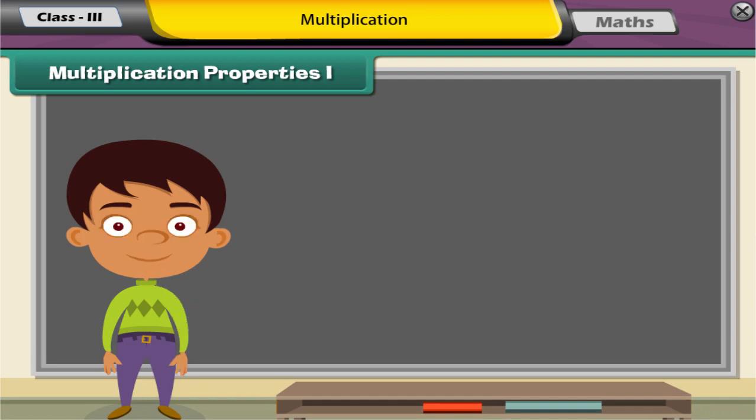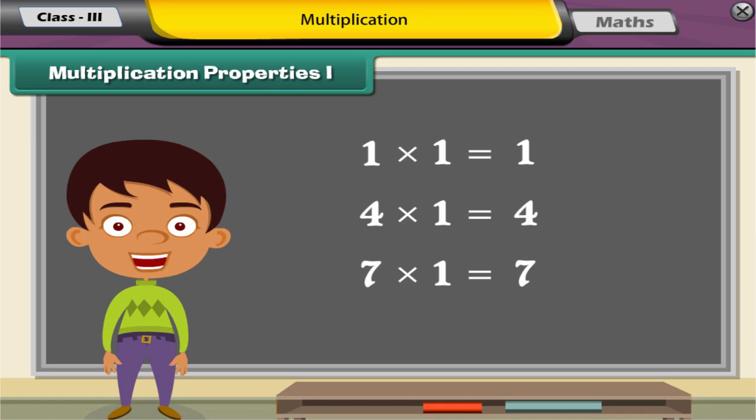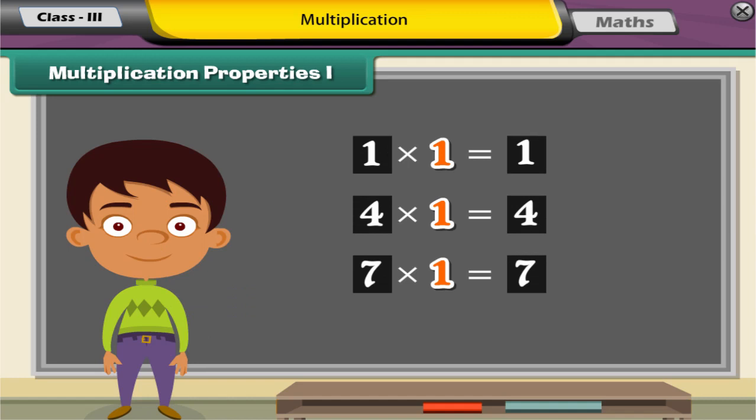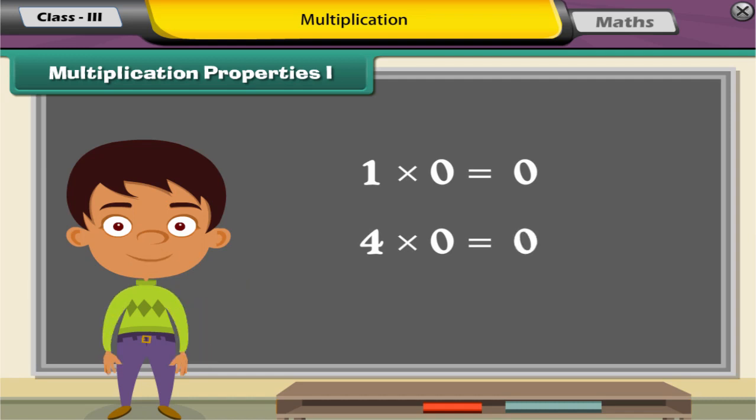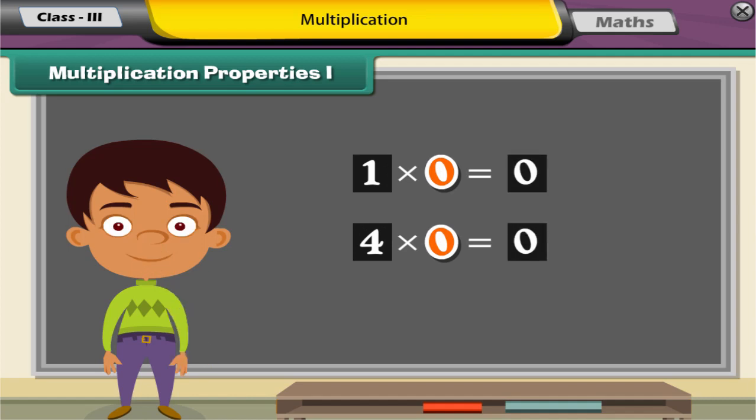Multiplication Properties 1. Let us now look at some properties of multiplication. 1 into 1 is equal to 1. 4 into 1 is equal to 4. 7 into 1 is equal to 7. It means if we multiply any number by 1, the result is the number itself. Let's have a look at another property. 1 into 0 is equal to 0. 4 into 0 is equal to 0. It means if we multiply any number by 0, the result is 0.